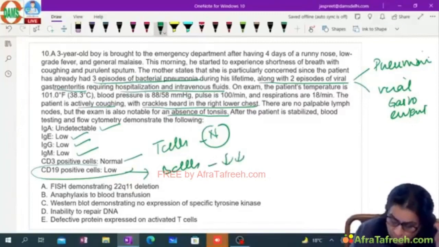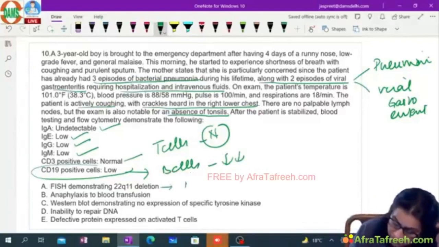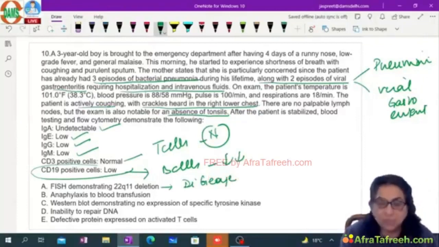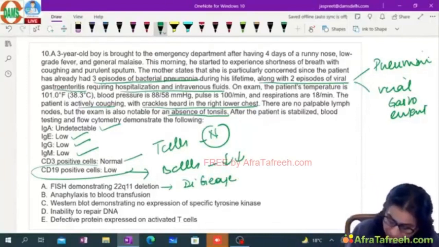Okay, FISH demonstrating 22q11 deletion. This is a feature of DiGeorge syndrome. In DiGeorge syndrome, you have T cell immunodeficiency. But in this child, the T cells are normal and B cells are reduced.